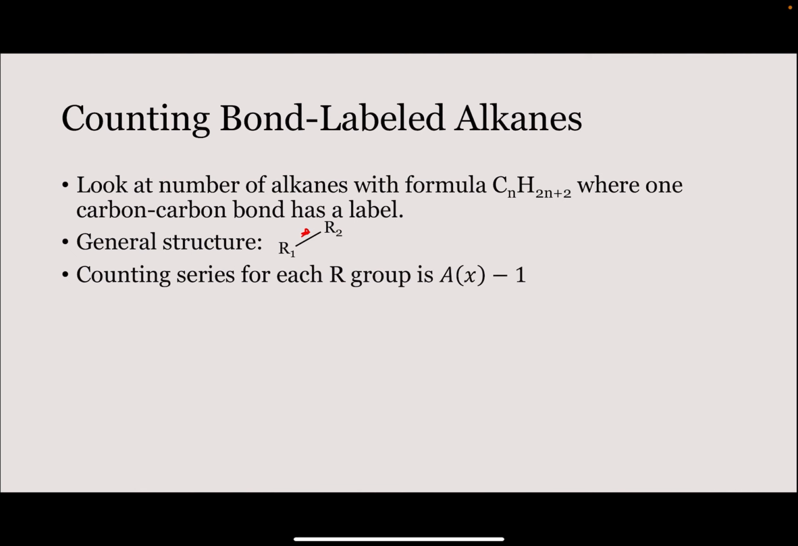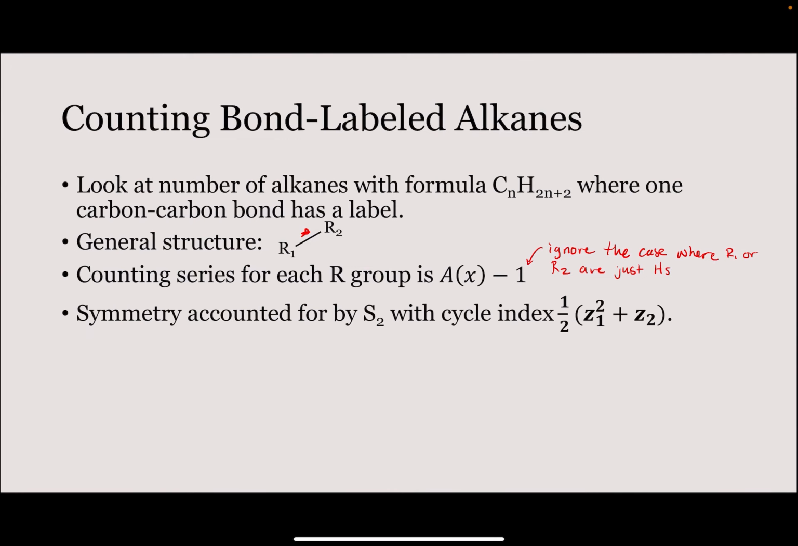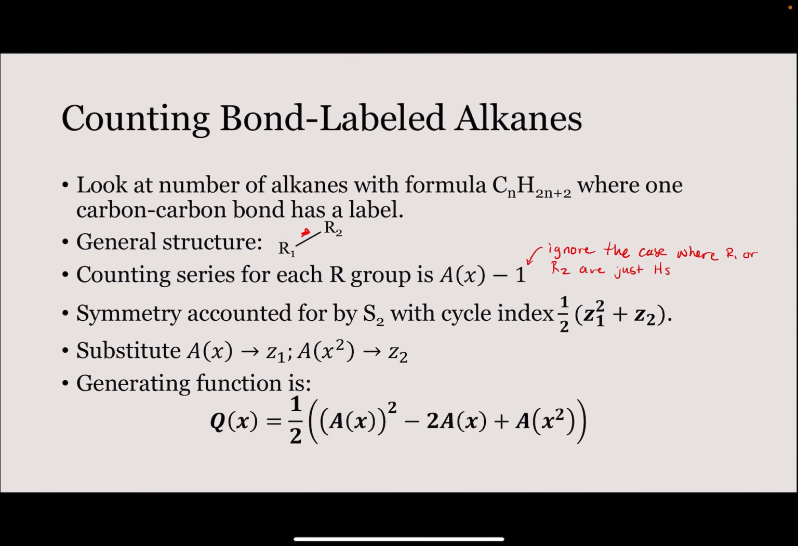We're going to sub in the counting series A(x) minus 1 for each of these groups here, because again, we want to ignore the case where R1 or R2 are just hydrogens, right? We want to basically have carbons on both chains. There's two-way symmetry around that one bond, so we use our S2 cycle index, plug in to get our pattern inventory, and this generating function is over here. So that is the number of alkanes that have one bond labeled.